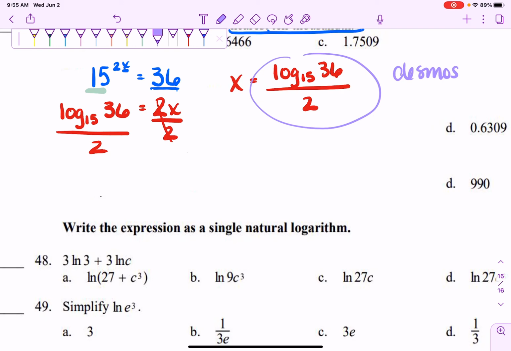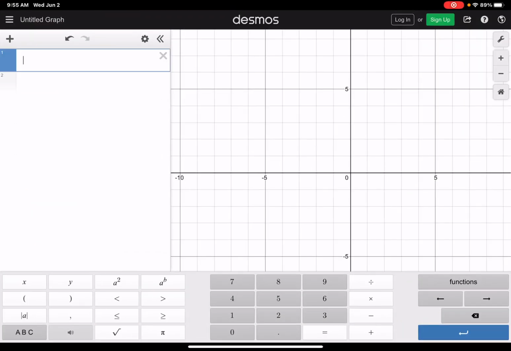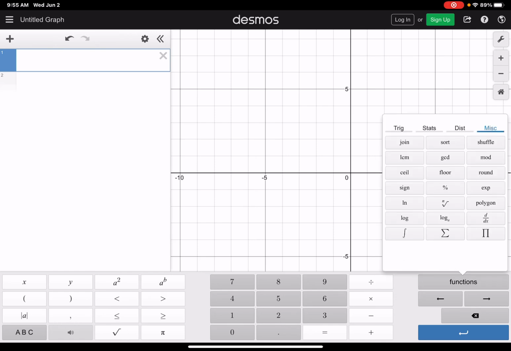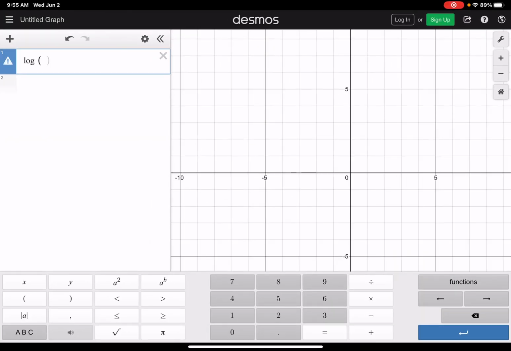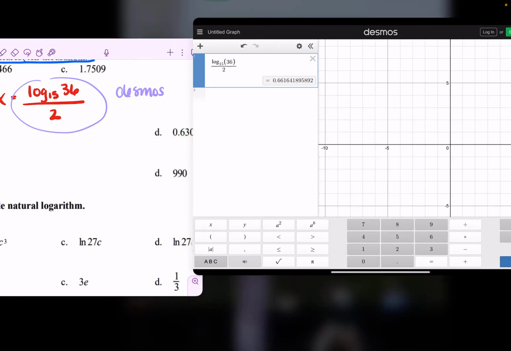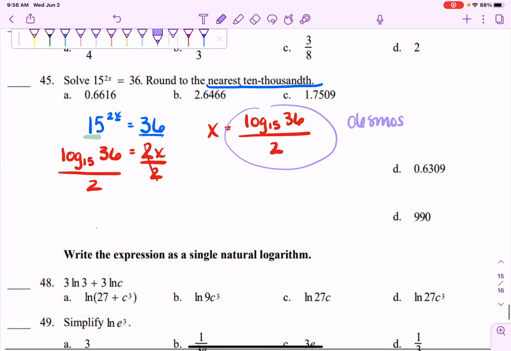So let's go to Desmos and put it in. So in this one, let's see, I have a log. Remember, that was a base of 15, so it wasn't base 10, so I'm going to choose this one. So base of 15 of 36, close my parenthesis, divided by 2. So I have 0.6616, yada, yada, yada. So that means on this one, it's going to match A. Okay. Now remember, if you're using Desmos, I'm completely okay with that. If you go through your solving and then you're just using the last part of it to put in, that's completely good.